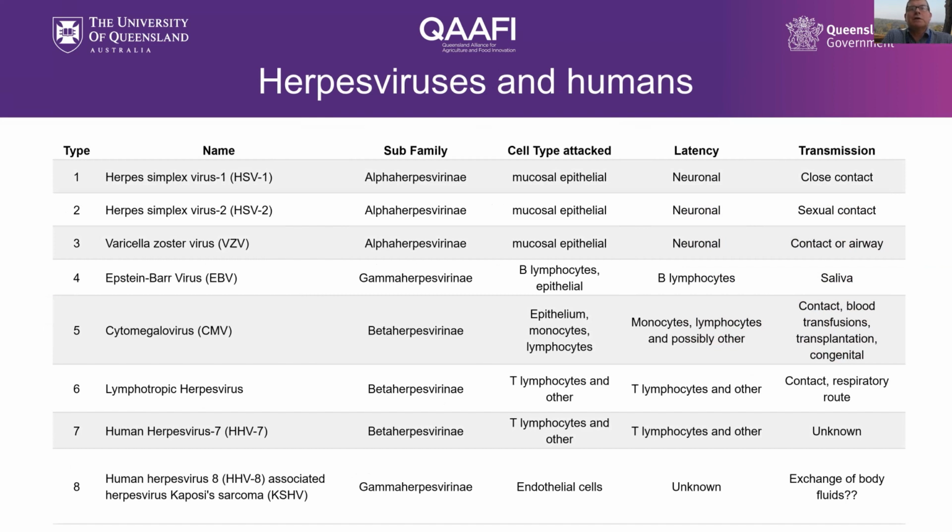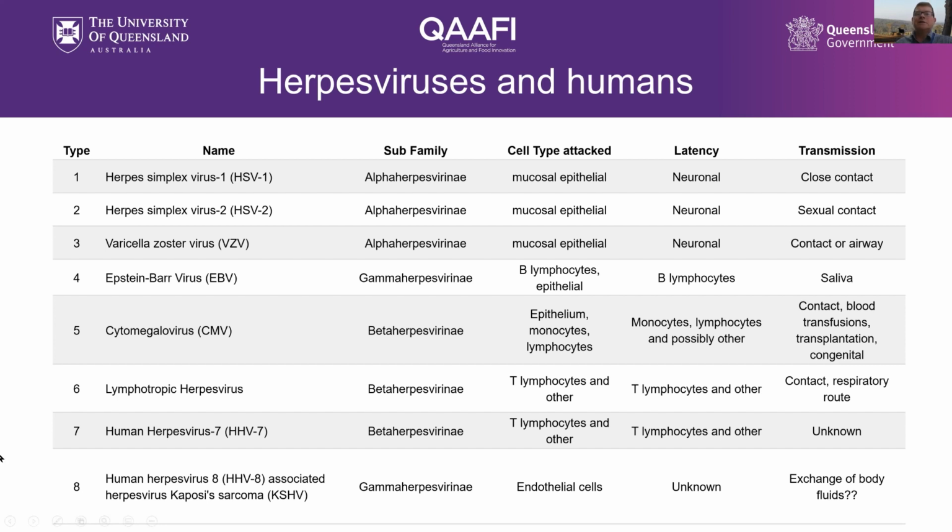So the two most common ones are herpes simplex virus 1 and 2. Herpes virus 1 is the one that's commonly associated with cold sores. And then human herpes virus 2, or simplex 2, is involved primarily in sexually transmitted diseases. We then have varicella zoster virus, or chickenpox. Many of you would have had chickenpox as a child. And so these are probably the three most common or most overt herpes viruses that infect humans.